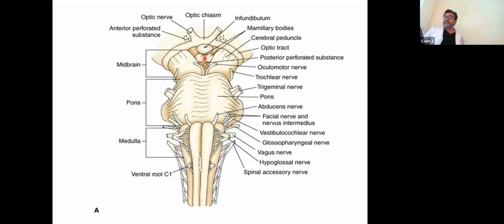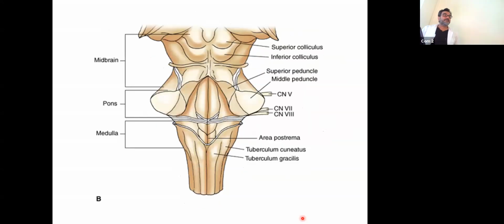You can see the mammillary body and the stalk, or the infundibulum, of the pituitary. This is the optic chiasma, and then you can see the optic tracts curling around the cerebral peduncle to go back to the lateral geniculate body. This is the back of the brainstem. You see the gracile tubercle and the cuneate tubercle.